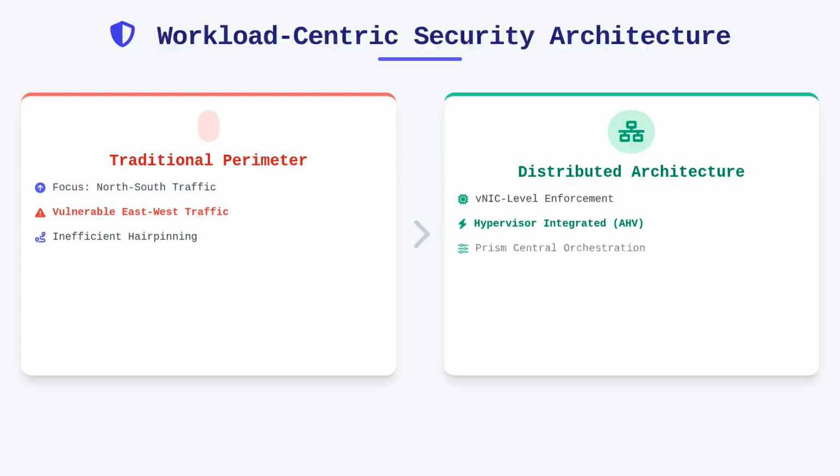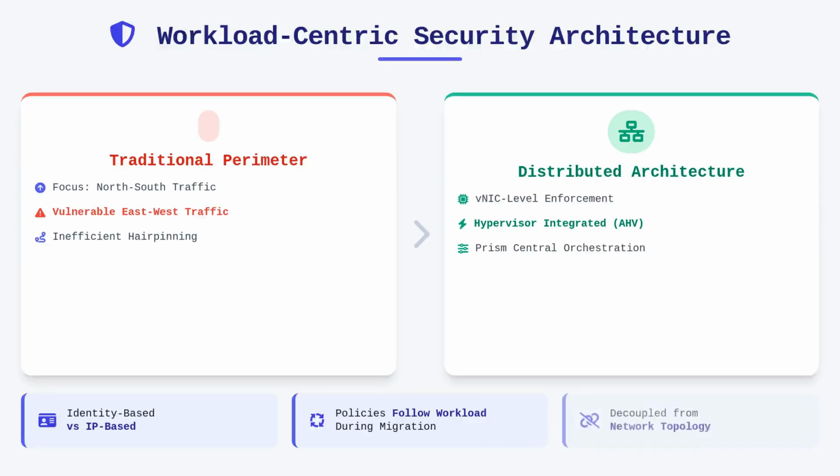Flow addresses this by implementing a distributed firewall architecture directly at the virtual network interface card level of every virtual machine. Because this security logic is deeply integrated into the AHV hypervisor and orchestrated through Prism Central, you do not need to hairpin traffic to external inspection appliances. Instead, the hypervisor itself enforces granular security policies that follow the workload regardless of where it lives or migrates within the cluster.